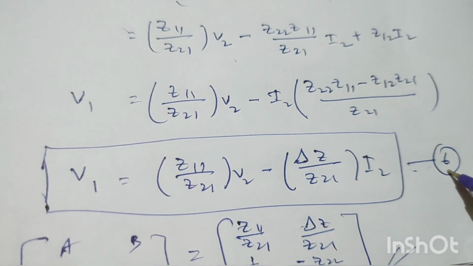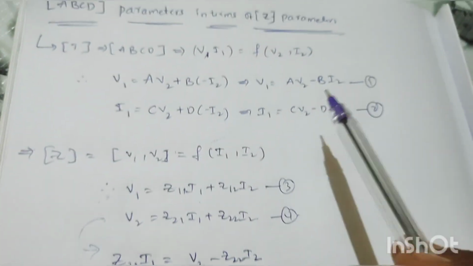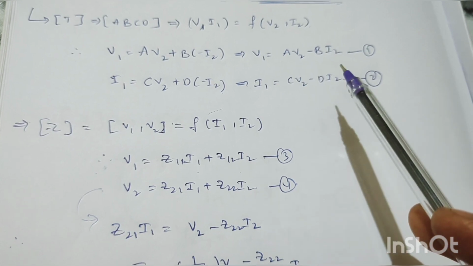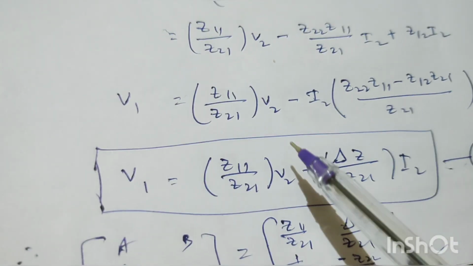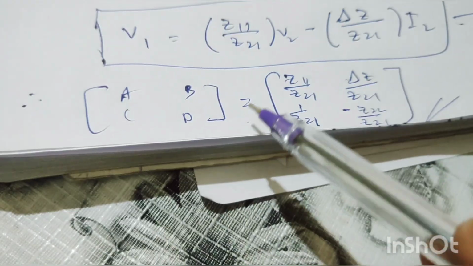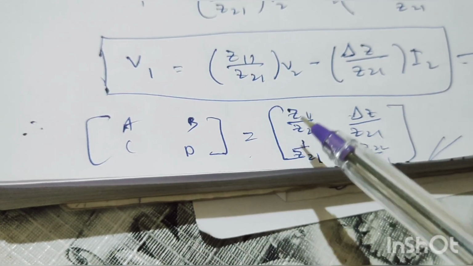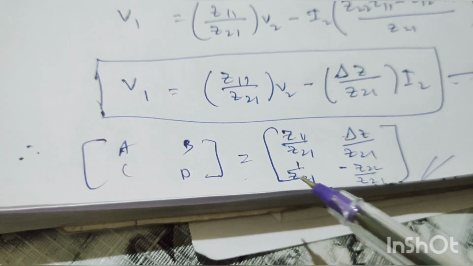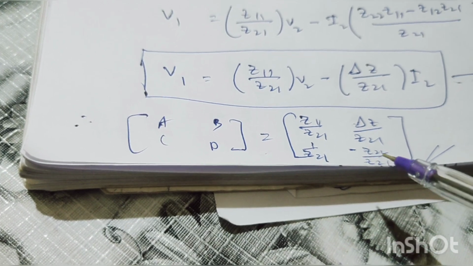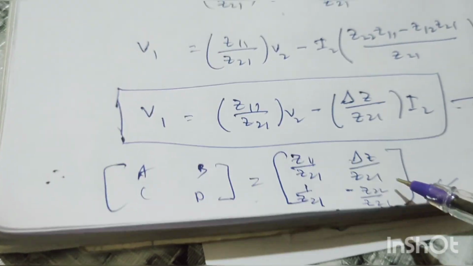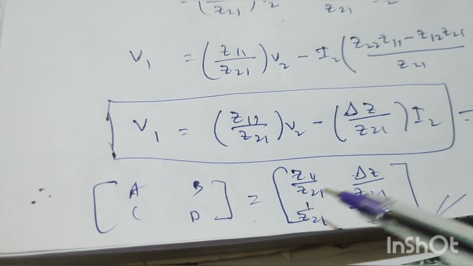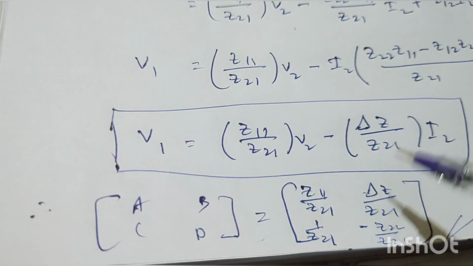Now compare equation number 6 with equation number 1. The V1 equation is A into V2 minus B into I2. See here, this is also in the form of A into V2 minus B into I2. So we can directly say A is equal to Z11 by Z21. Similarly, B is equal to delta Z by Z21. C is equal to 1 by Z21. D is equal to Z22 by Z21. So in this way we are getting ABCD parameters in terms of Z parameters.